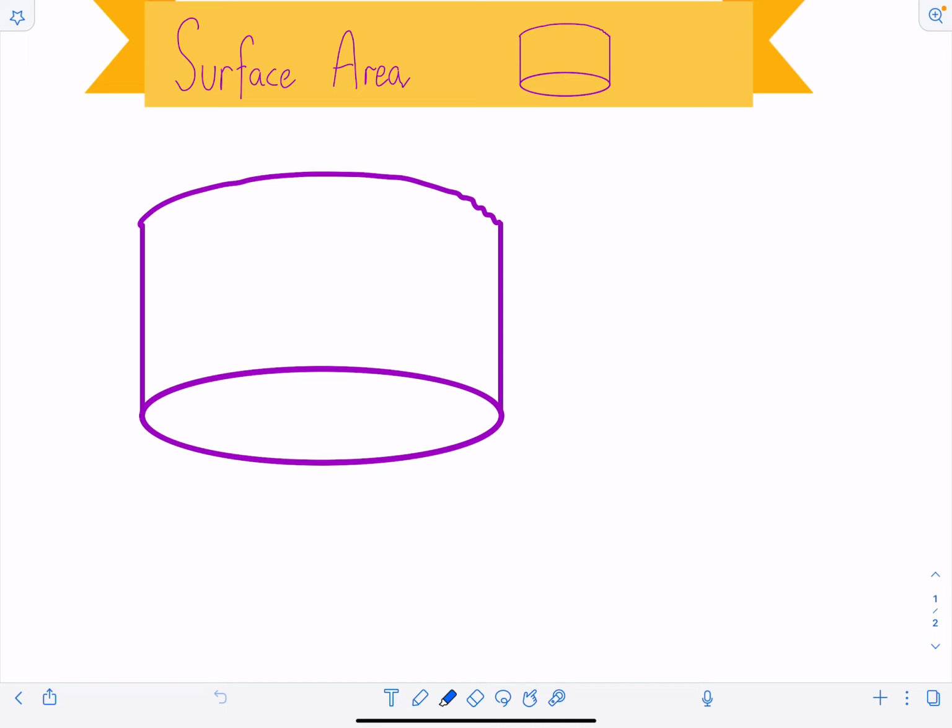In this video, we're going to calculate the surface area of a cylinder. What we can see with the cylinder is it's got a flat circle at the bottom. Behind that image there is another flat circle at the top. So we've got two circles, and we also have a curved section which goes all the way around.